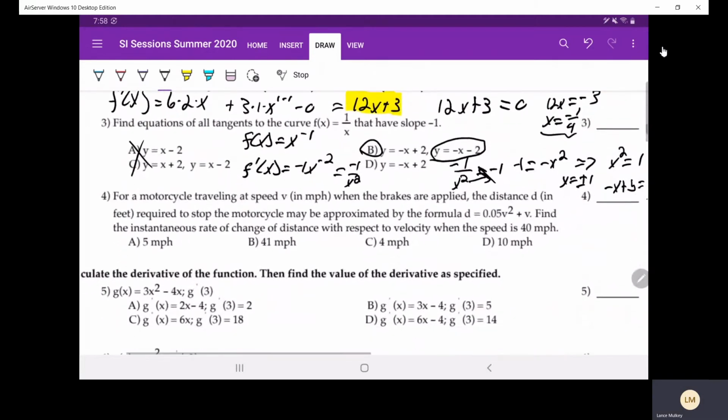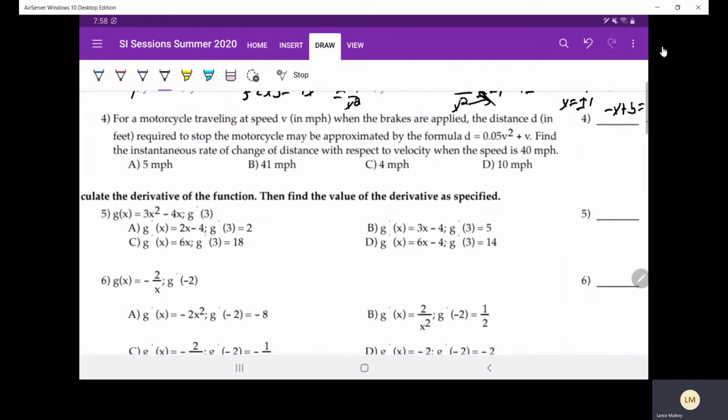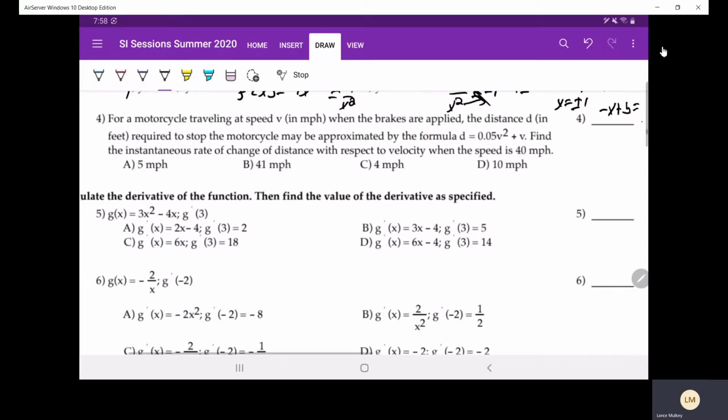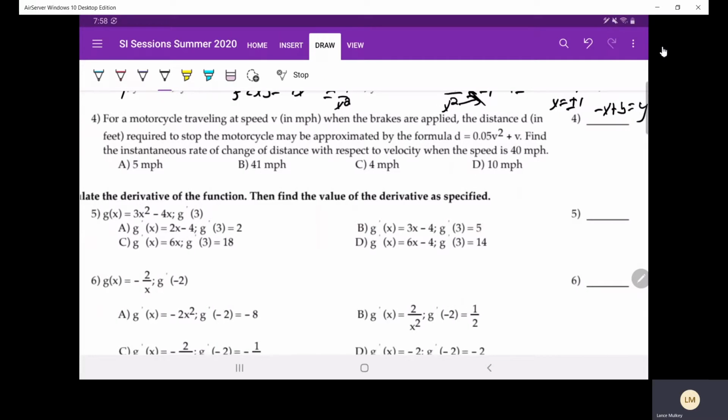Okay, so for a motorcycle traveling at a speed v in miles per hour, when the brakes are applied, the distance d in feet required to stop the motorcycle may be approximated by the formula d equals 0.05 v squared plus v. Find the instantaneous rate of change of distance with respect to velocity when the speed is 40 miles an hour. Since it's an instantaneous rate of change, you're looking for the derivative, or the slope of the tangent line. If he had said average rate of change, that's a completely different ballgame, as I believe we'll see in the future.